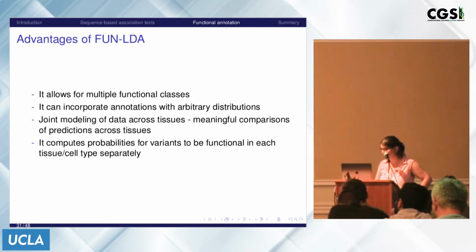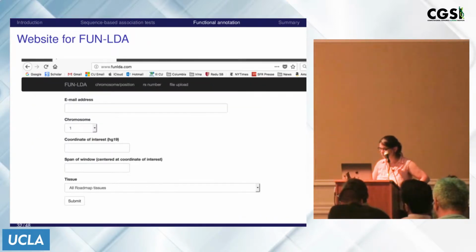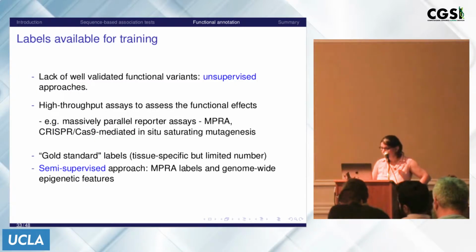or cell type separately. So the type of annotations I've been using in the Metabochip data are really from this FUN-LDA approach, these probabilities for variants to be functional in different tissues. And we have a website where you can score variants of interest, or you can download all the scores if you're interested.